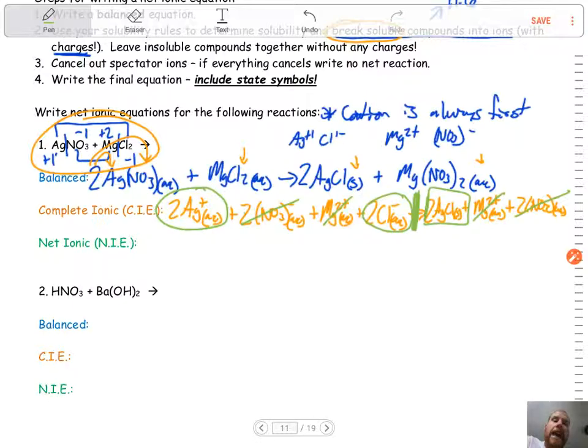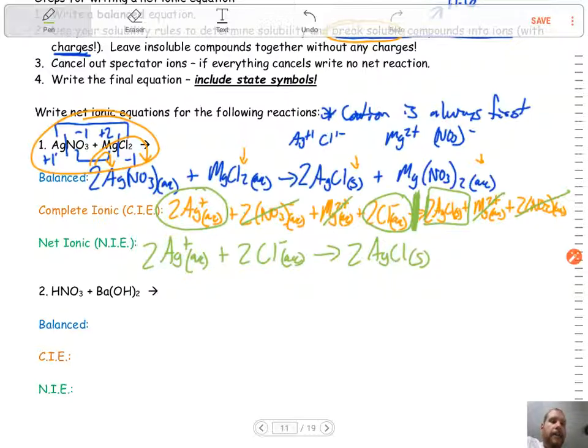So the things we haven't crossed out, guys, we're going to drop down exactly the same way for our net ionic equation. So my final net ionic equation is going to be 2 silver ions, the aqueous state of matter, plus 2 chloride ions, aqueous state of matter, react together to form 2 moles of silver chloride solid. And there's my net ionic equation.